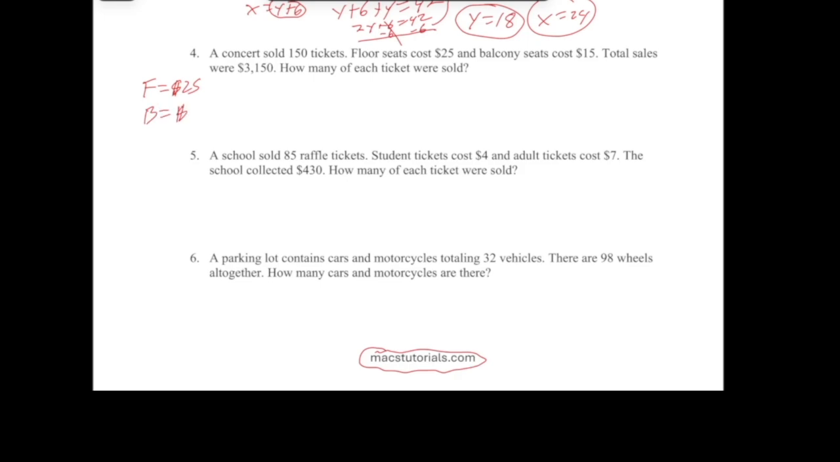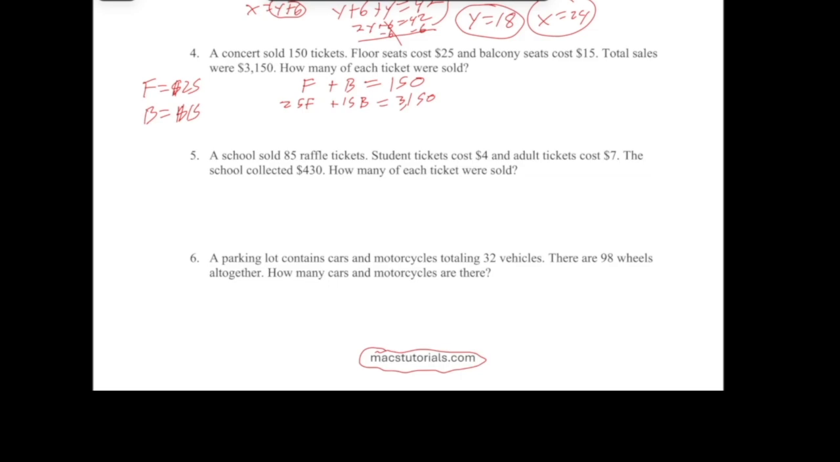Okay. So what I know is the concert sold 150 tickets. That's 150 floor and balcony. So when I take my floors and I add my balconies, I sold a total of 150 tickets. Now let's put a dollar value to them. If I take each floor ticket and I times it by $25, and I add that to all my balcony seats, which are going to have $15 attached to it, I sold how much? 3,150.